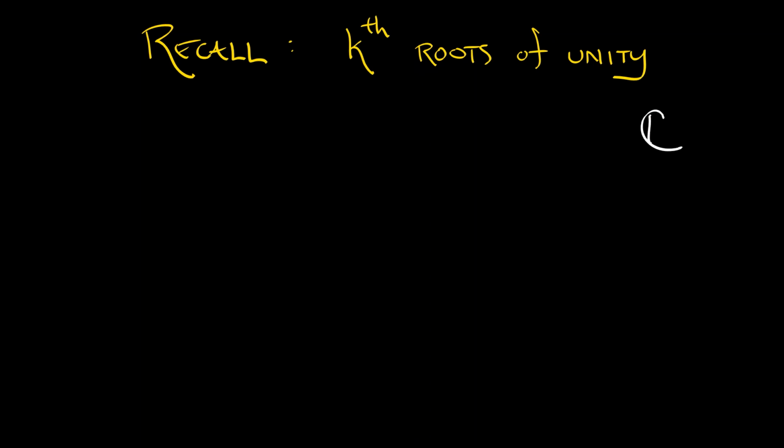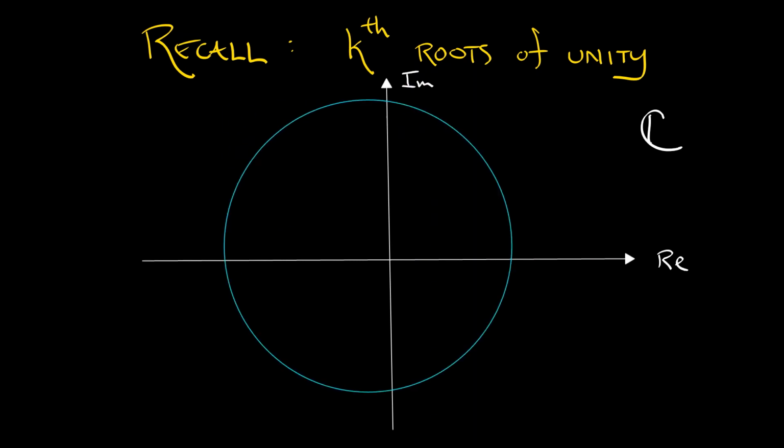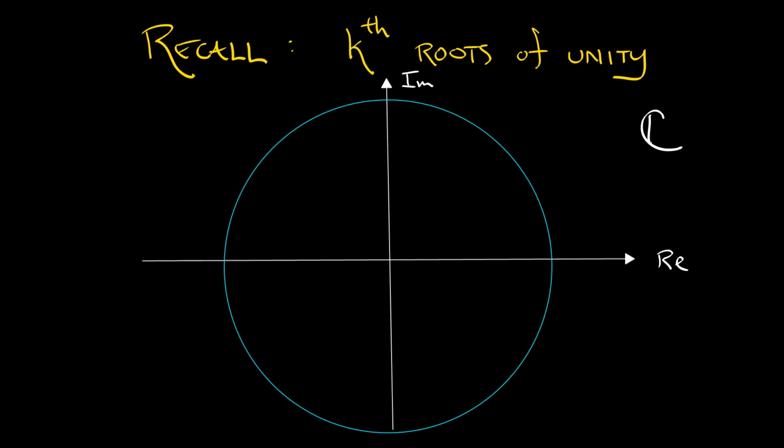Recall for me, please, the kth roots of unity in the complex plane. What do I mean by that? Well, take the complex plane, real axis, imaginary axis, consider the unit circle that passes through the square roots of 1. That is 1 and negative 1. You know what the square root of 1 is, and you know that there are 2 square roots of 1. But how many cube roots of 1 are there? How many fifth roots of 1 are there?